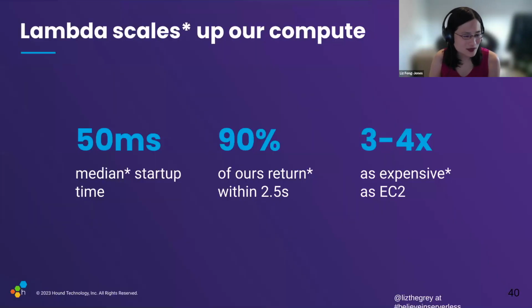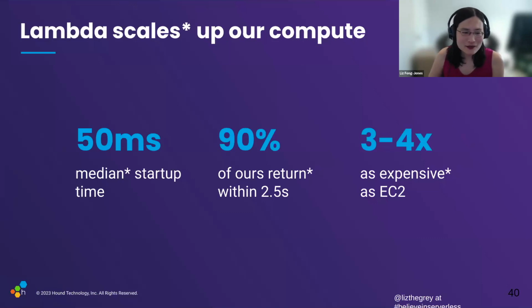So Lambda scales up our compute in that it takes 50 milliseconds P95 to start up. 90% of them will return within 2.5 seconds. So well within that window of, it'll come back, I'm sure, before I finish taking this sip of water. And per CPU second, it is only 3 to 4 times as expensive as EC2. You would think that this should scare you, but actually, this is a very good number.